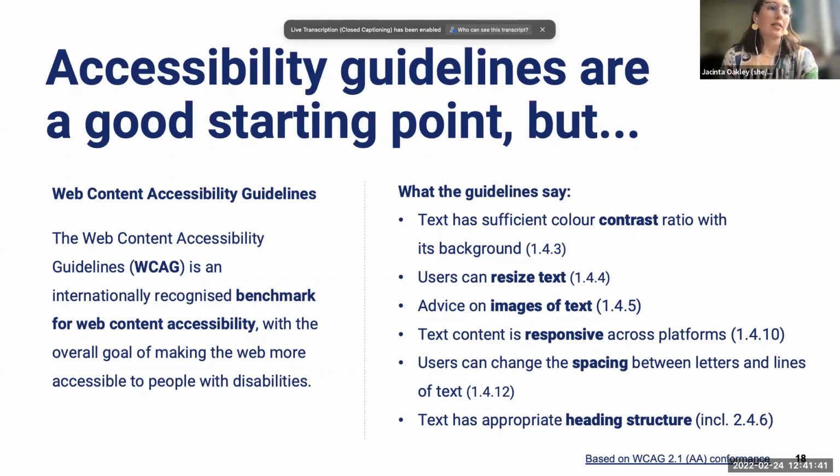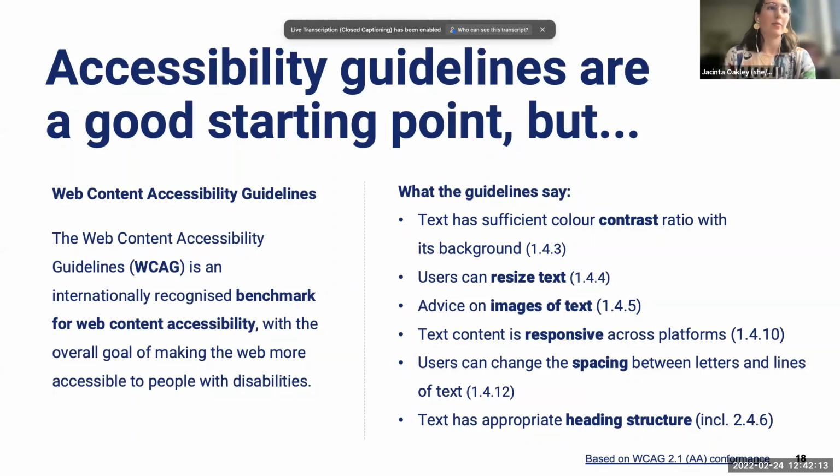Making sure text content is responsive across platforms. So that means it's easy to read and accessible on both desktop and mobile versions of content, for example. Making sure users can change the space between letters and lines of text. So this doesn't mean that websites need built-in functions to be able to do that, but it means if users are using other tools to customize the spacing between letters and lines of text, the website won't block them from doing that. And making sure the text has appropriate heading structure.